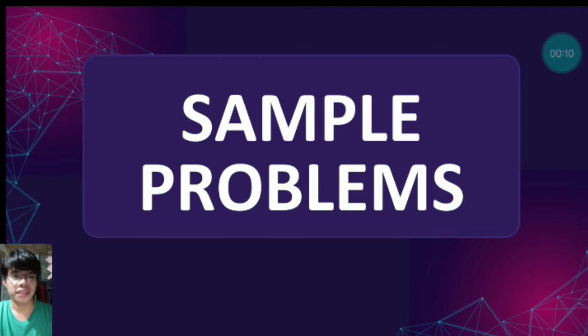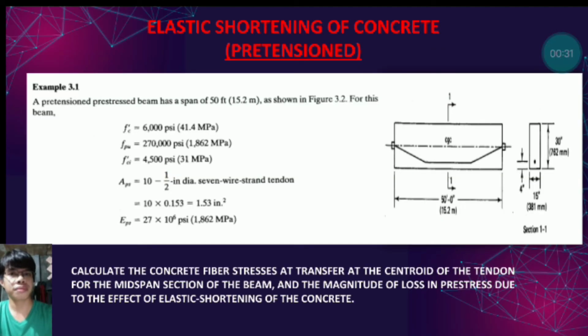At this point of our report, we'll be applying what we learned from the discussion beforehand to some sample problems. First, let us try to solve a problem pertaining to partial loss of pre-stress due to elastic shortening of concrete for pre-tensioned elements. A pre-tensioned pre-stressed beam has a span of 50 feet as shown in the figure. For this beam, the following properties are given.